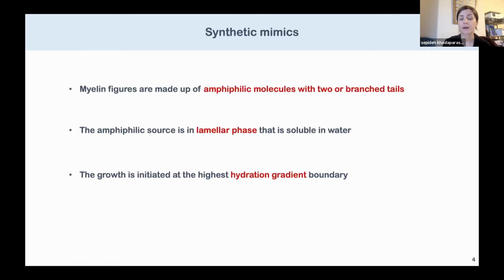So what we know so far about the synthetic mimics of the myelins, which are called myelin figures, is that they are made up of amphiphilic molecules that typically have two or branched tails. The amphiphilic source is typically in a lamellar phase, where most of the experiments start with a planar lamellar phase and is soluble in water. And the growth of the myelin figures is often initiated at the highest concentration of the hydration or surfactant concentration.